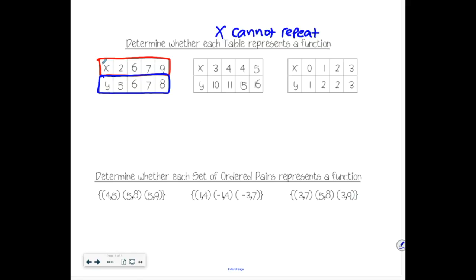X cannot repeat. So let's look at this first one. We see we have a 2, a 6, a 7, and a 9. As long as in that row of x's there is not a repeating 2 or a repeating 6, then we're fine. That's a function. Just look at each x category and see if a number repeats. So I'm going to go ahead and write, yes, this works, because x does not repeat.